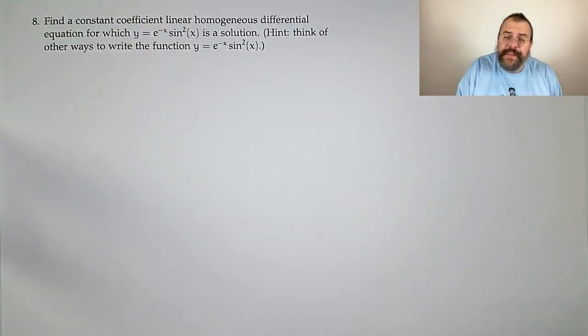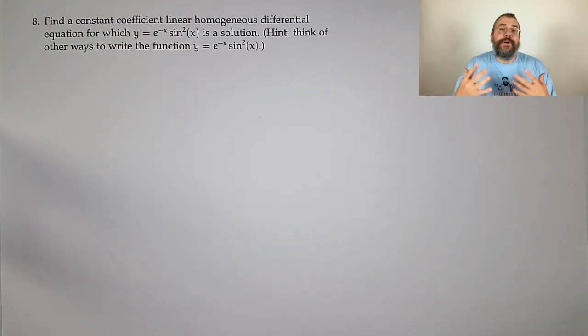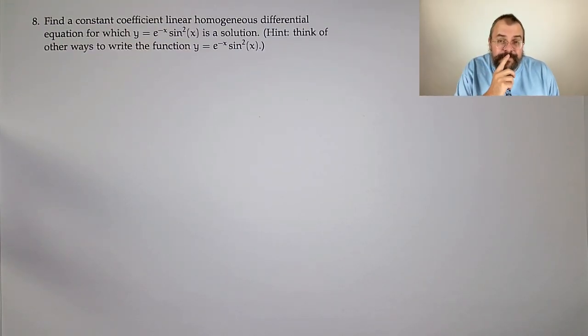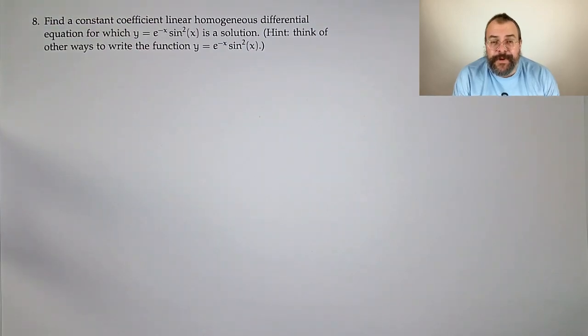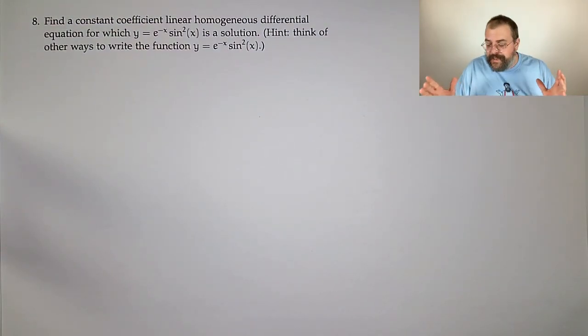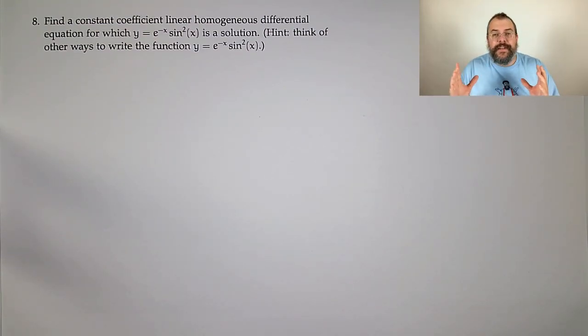That's sine squared. That's not on our list of things that we are used to seeing. So, what do we do? Well, there's a hint. Think of other ways to write the function y equals e to the minus x sine squared of x. Now, this comes back to the mantra that you often see in trigonometry. There's a lot of ways to rewrite the expression.